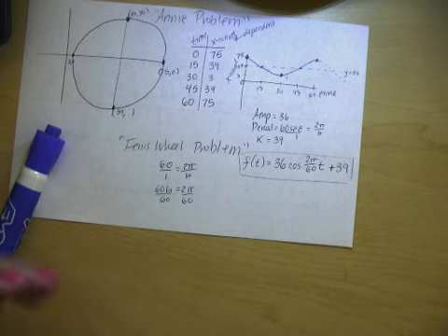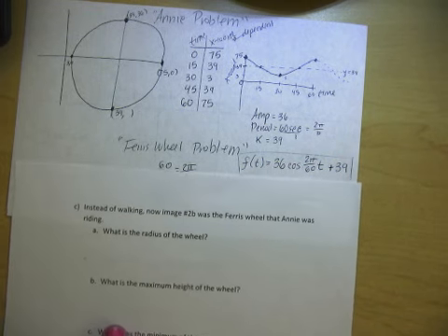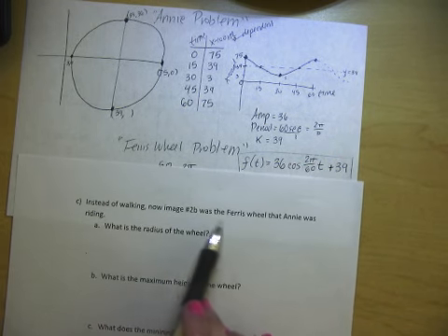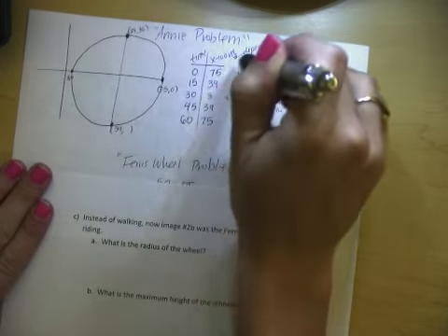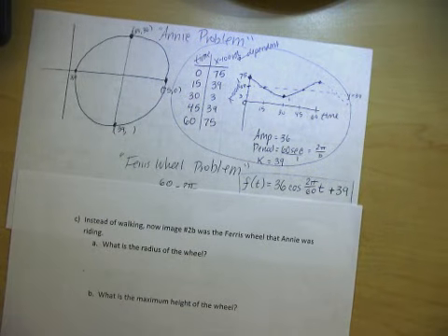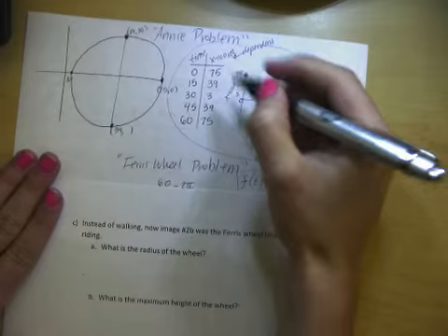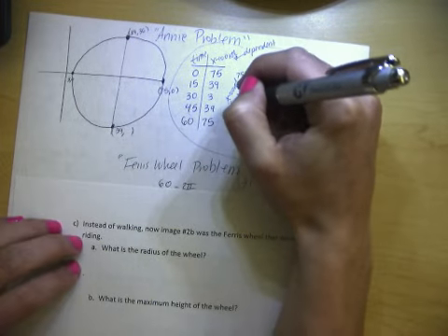For the Ferris wheel problem, which was, let's see the second part here now, it said, now instead of walking, now imagine that Annie was riding a Ferris wheel. So we're going to take this basically the same idea, but now we're going to look at it as her riding a Ferris wheel. So we see here that this is basically her height off the ground.